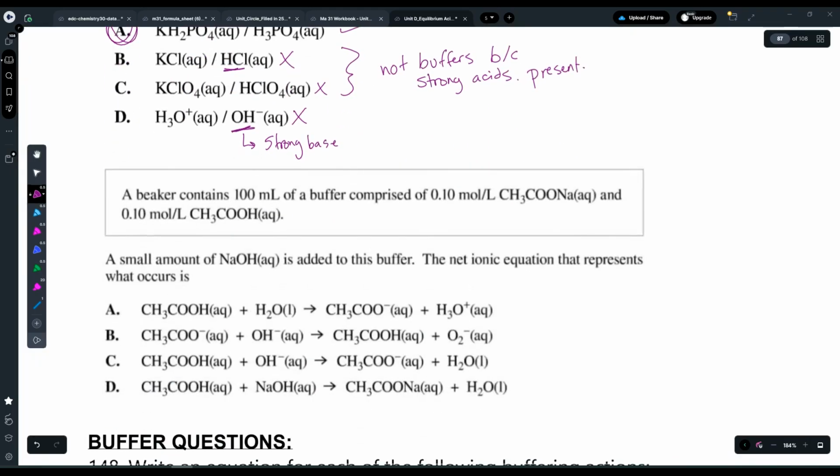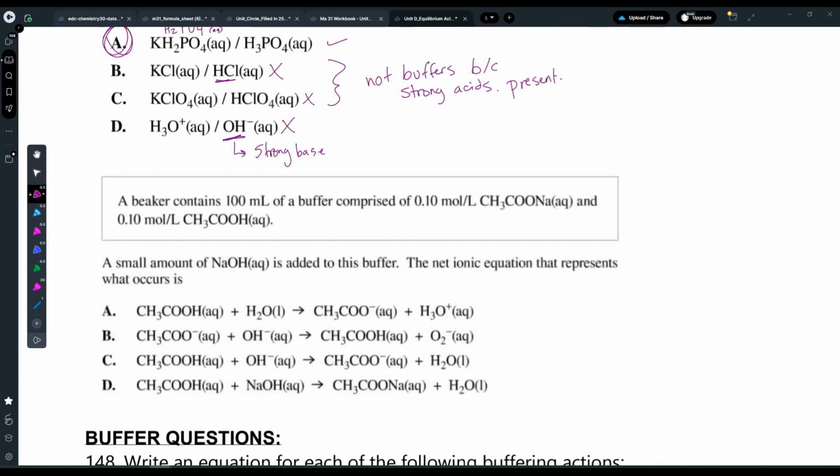For the next question, we have a beaker that contains 100 milliliters of a buffer comprised of 0.1 mole per liter sodium acetate and 0.1 mole per liter acetic acid. A small amount of sodium hydroxide is added to this buffer. Which net ionic equation represents what occurs?